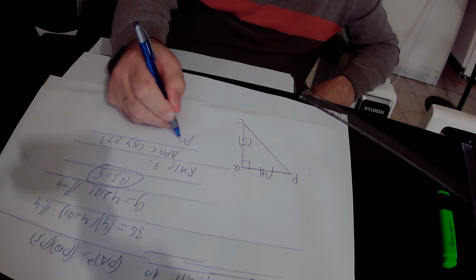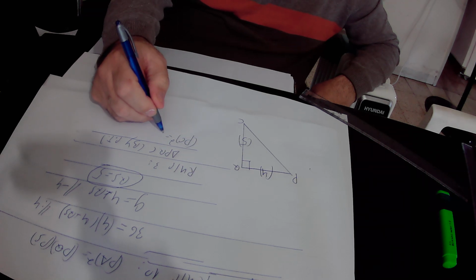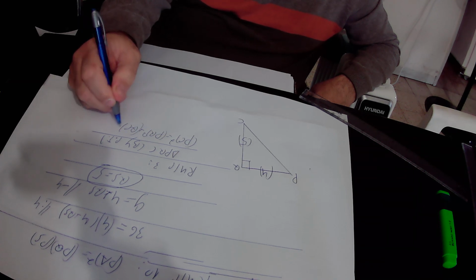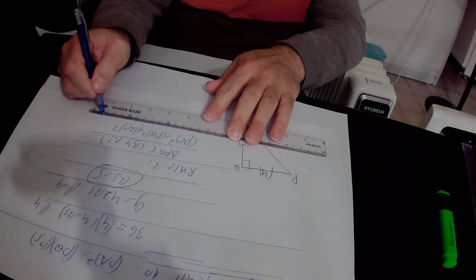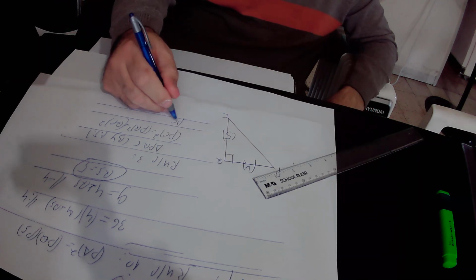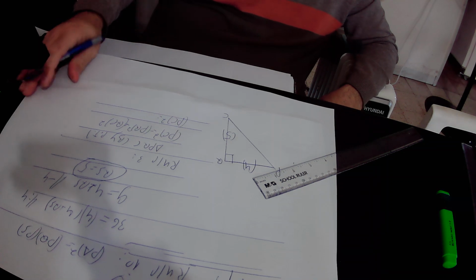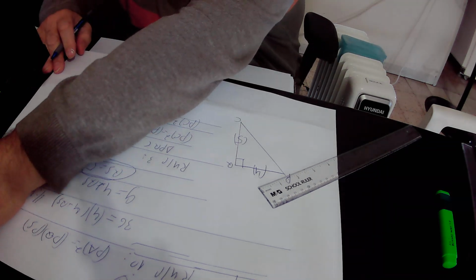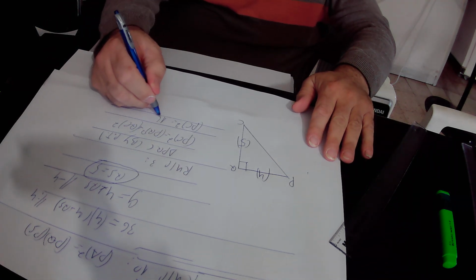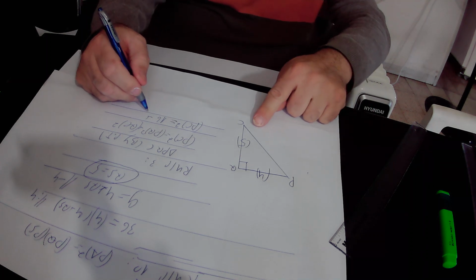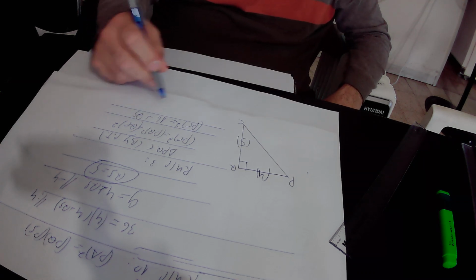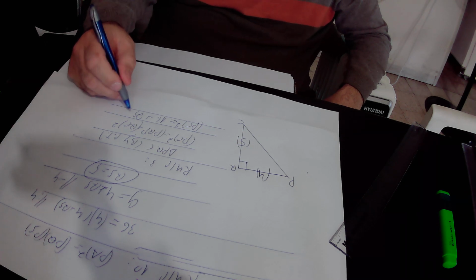PC squared, that is the square of the hypotenuse, must be equal to PQ squared plus QC squared. So PC squared must be equal to PQ squared. PQ is 4, therefore PQ squared is 4 squared, that is 16, plus QC squared. QC is 5, therefore QC squared is 5 squared, that is 25. So in total, PC squared equals 16 plus 25, that is 41.